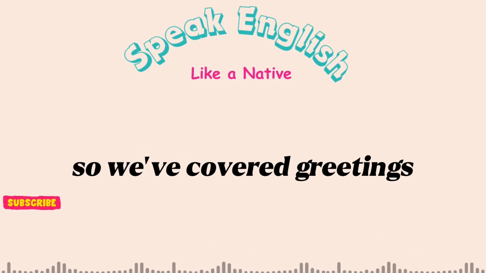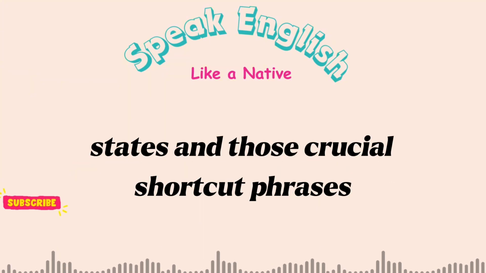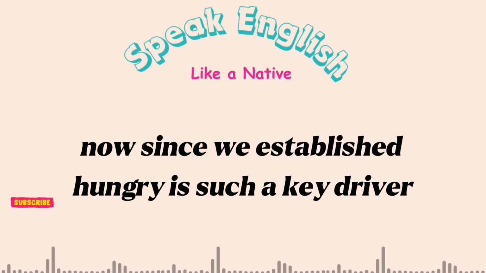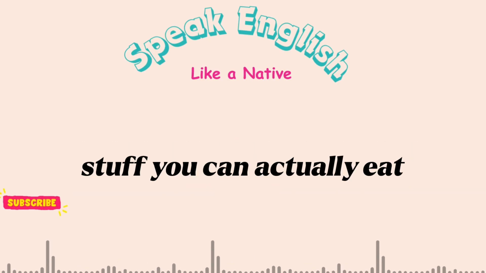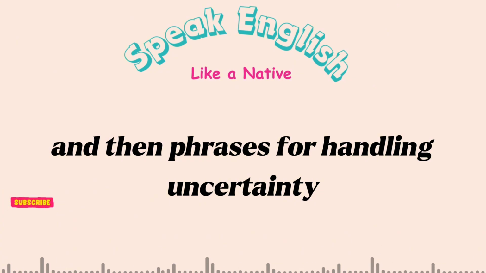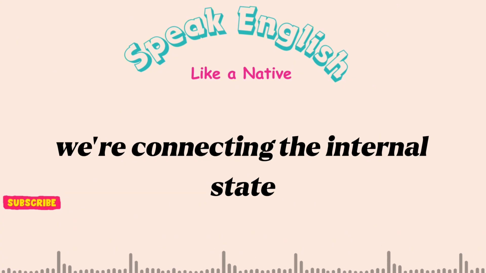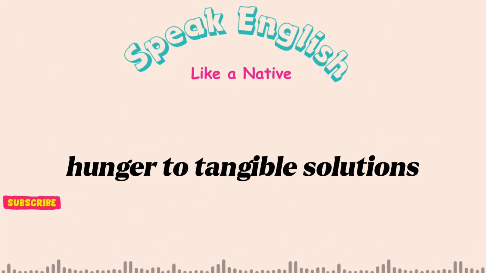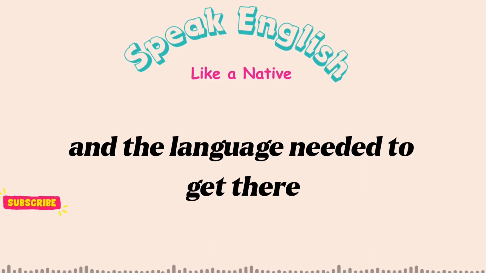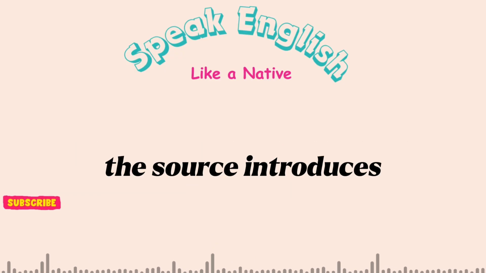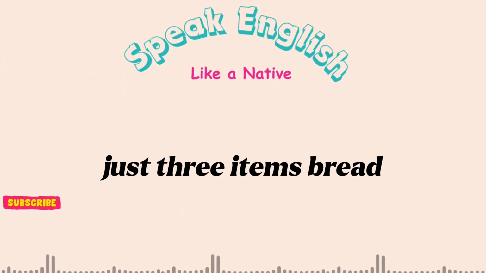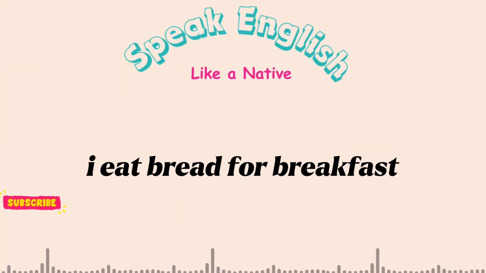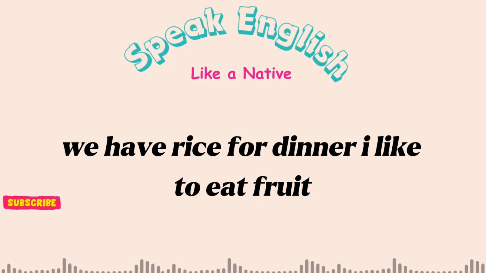All right, so we've covered greetings, states, and those crucial shortcut phrases. Now, since we established hungry is such a key driver, the source logically pivots to stuff you can actually eat, and then phrases for handling uncertainty and getting moving. Makes sense. We're connecting the internal state, hunger, to tangible solutions and the language needed to get there. The source introduces what we could call the universal plate vocabulary, just 3 items: bread, rice, and fruit. Examples: I eat bread for breakfast, we have rice for dinner, I like to eat fruit.